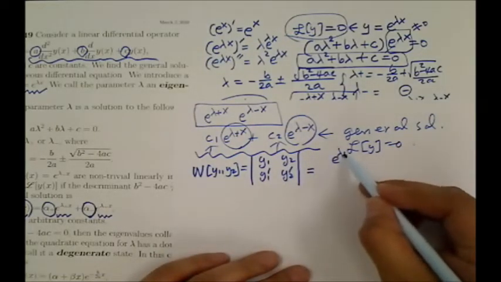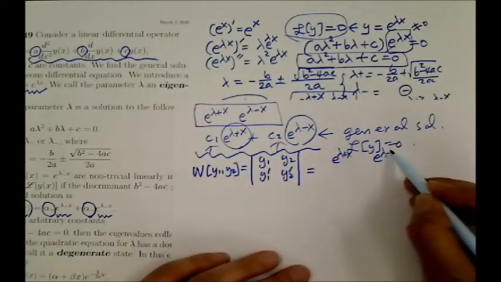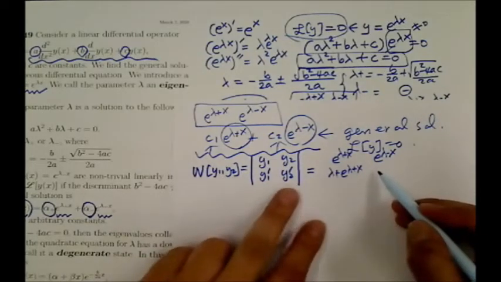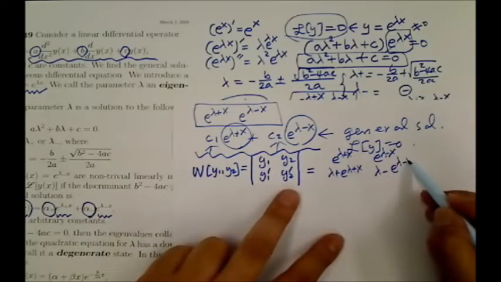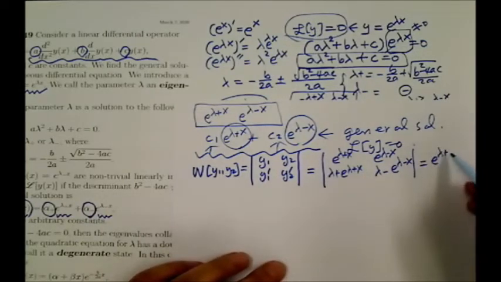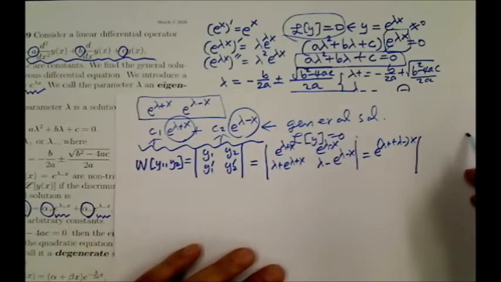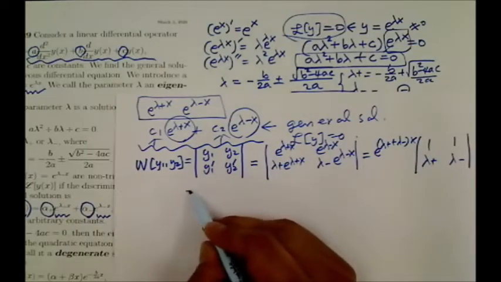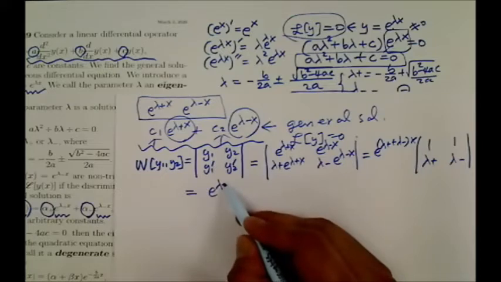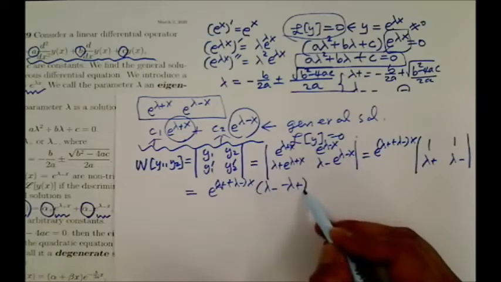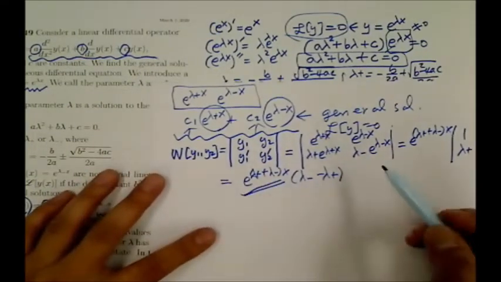Here y1 is e to the lambda plus x, y2 is e to the lambda minus x, y1 prime is lambda plus e to the lambda plus x, and y2 prime is lambda minus e to the lambda minus x, in the determinant. I can factor the e to the lambda plus x and e to the lambda minus x out. The final result for the determinant is e to the lambda plus plus lambda minus x, times lambda minus minus lambda plus. This one can never be 0.